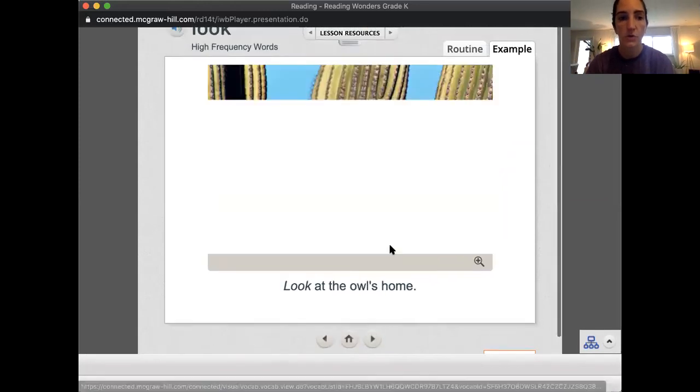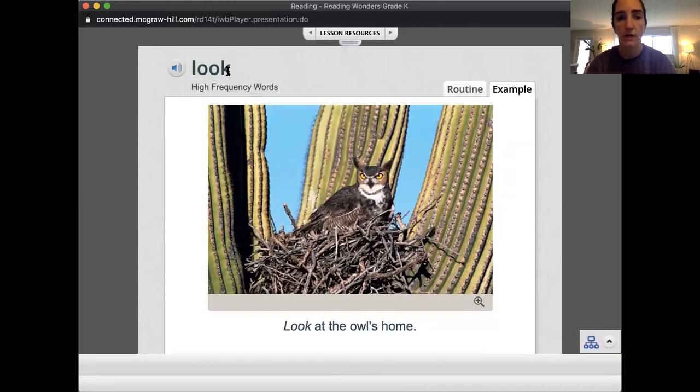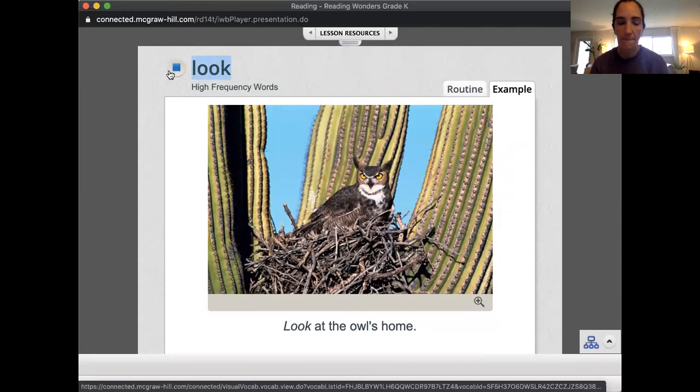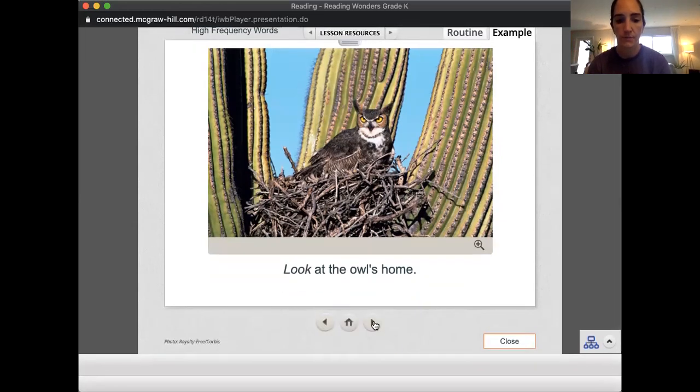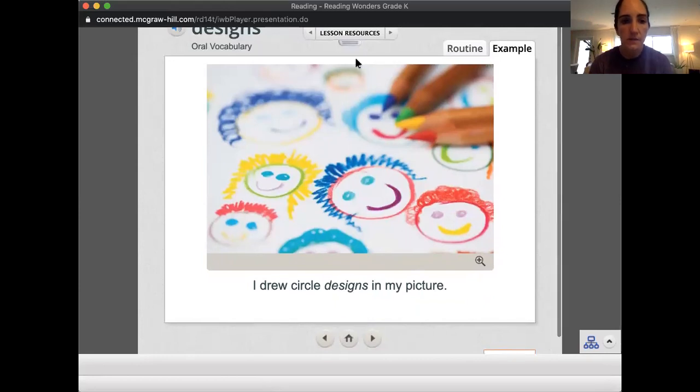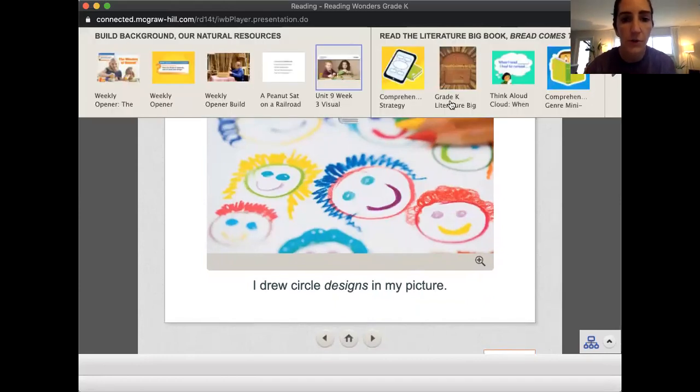Okay, next word. What is that sight word? I know you know that one. Look. Look at the owl's home. Spell it in the air. L-O-O-K. And that is it when it comes to words to know for the week.